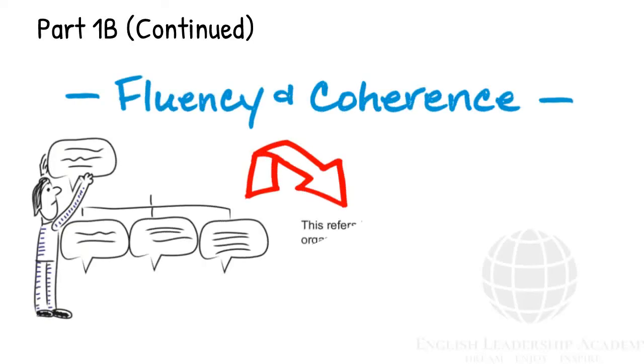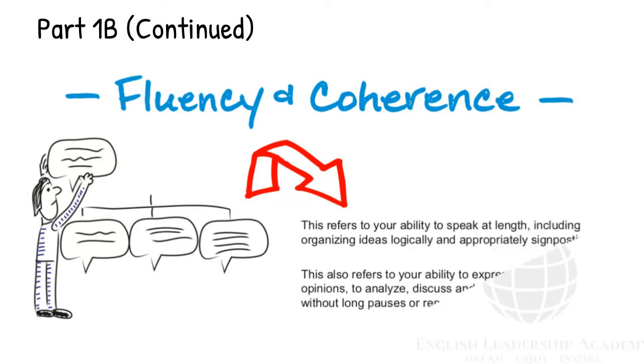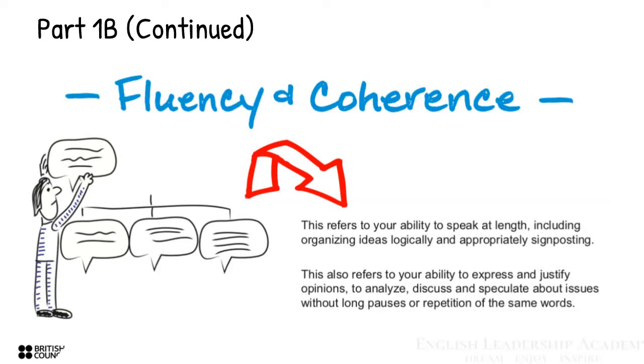So let's take a closer look at fluency and coherence. And here's what the British Council has to say. This refers to your ability to speak at length, including organizing ideas logically and appropriately signposting. This also refers to your ability to express and justify opinions, to analyze, discuss, and speculate about issues without long pauses or repetition of the same words.